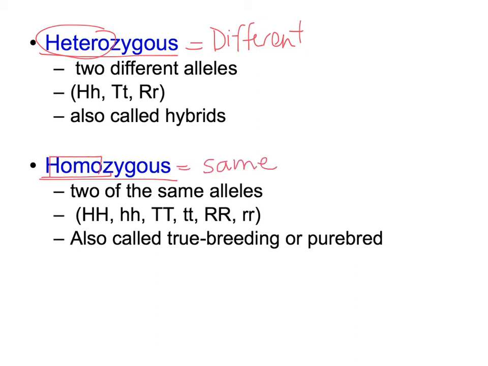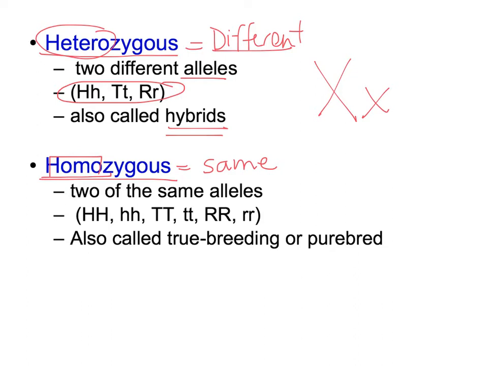So if we have different alleles, it can be any letter combination, but it has to be the same letters. We can have big H, big T, little r, big R, little r. This is also referred to as hybrid, so that's important to note. If you're a hybrid, you're a heterozygous individual. You have two different alleles. All right, so big X, little x, that's a heterozygous individual.